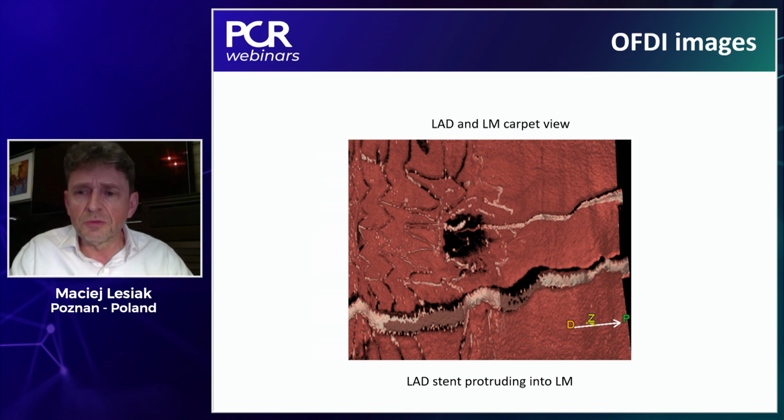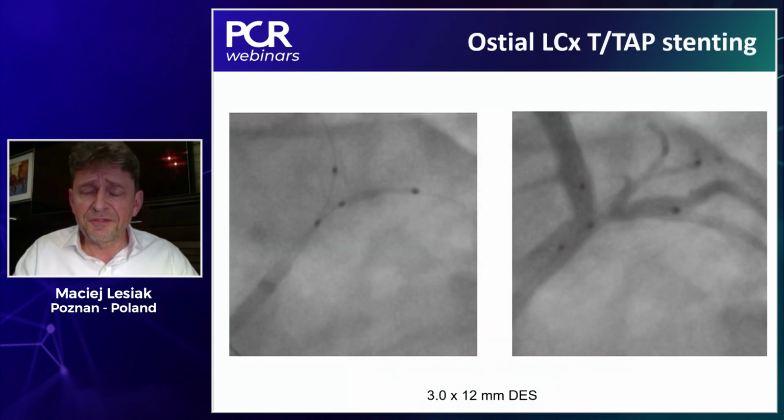significant disease. So this is a carpet view 3D reconstruction with OFDI image, just to show you that the stent is covering the ostium of the circ and is protruding towards the left main just a few millimeters. So now we have one thing we confirm: that our LAD wire is inside the lumen of the stent, not outside the struts. Then we confirm that there's a thrombotic lesion at the ostium of the circ.